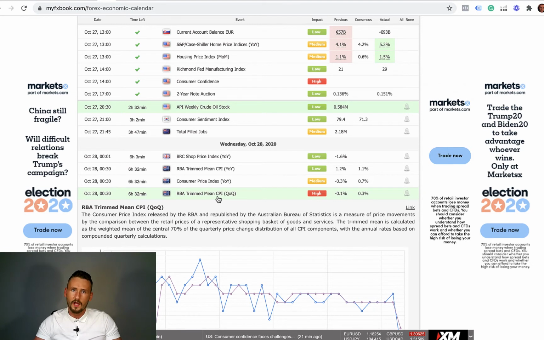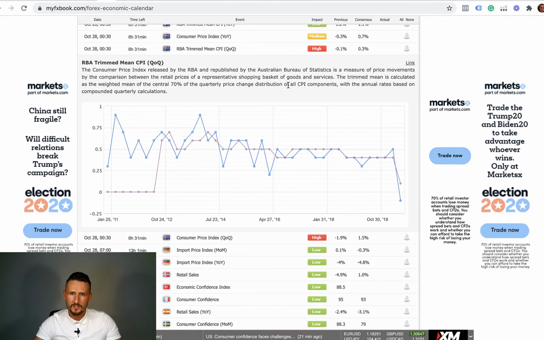Now, I would highly encourage you to go through and find out the relevance of these events. How relevant is an RBA trimmed mean CPI quarter on quarter as opposed to house pricing index, as opposed to consumer confidence? Why is that high and that's medium risk? Find out and do some research as to the certain types of things that you're going to have to be looking at based on the pairs that you're trading. Whatever pairs you're trading, look at the news for that week and make sure that you're not going to be in the markets at a time where you feel uncomfortable.